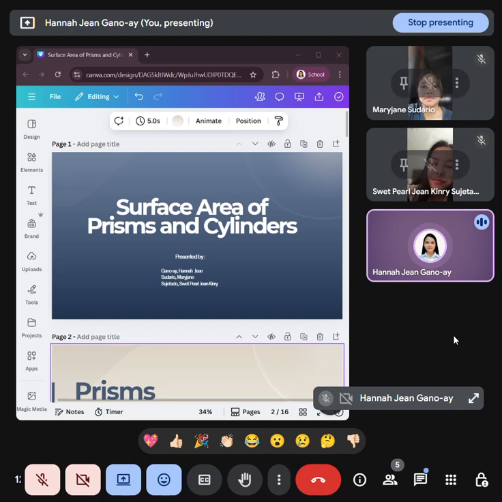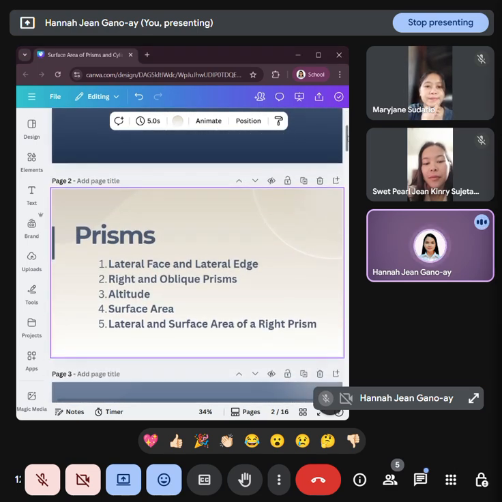Today we are going to report on the surface area of prisms and cylinders. But first, let's talk about the subtopics of prisms. First, the lateral face and lateral edge. Second, right and oblique prism. Third is altitude. Fourth is surface area, and lastly, lateral and surface area of a right prism.